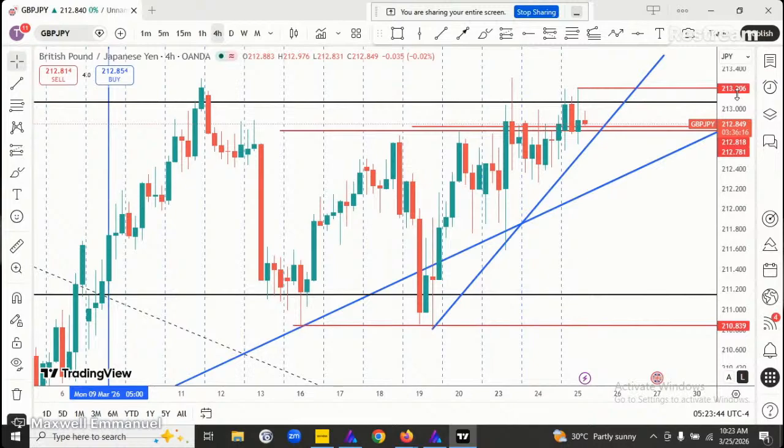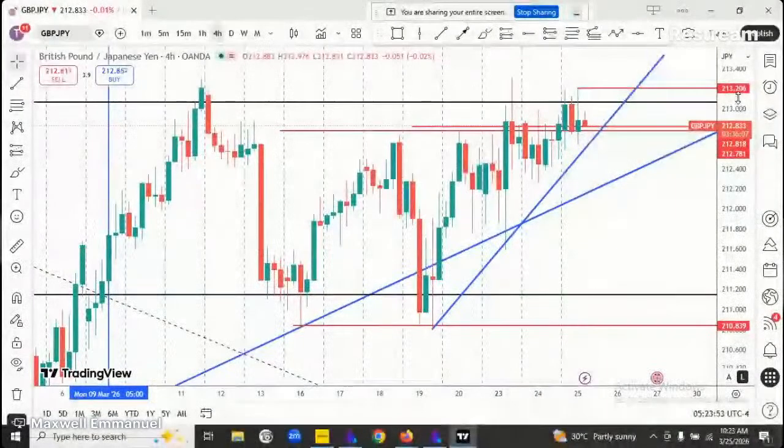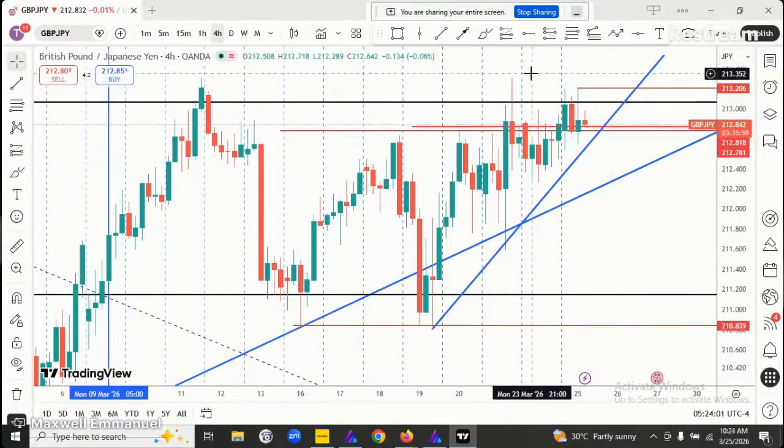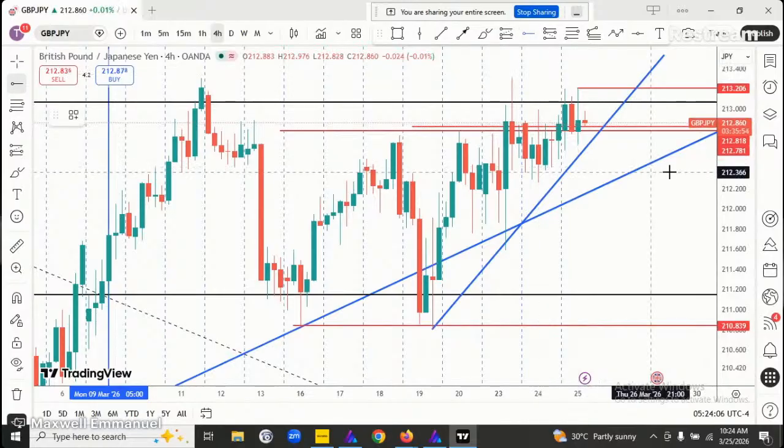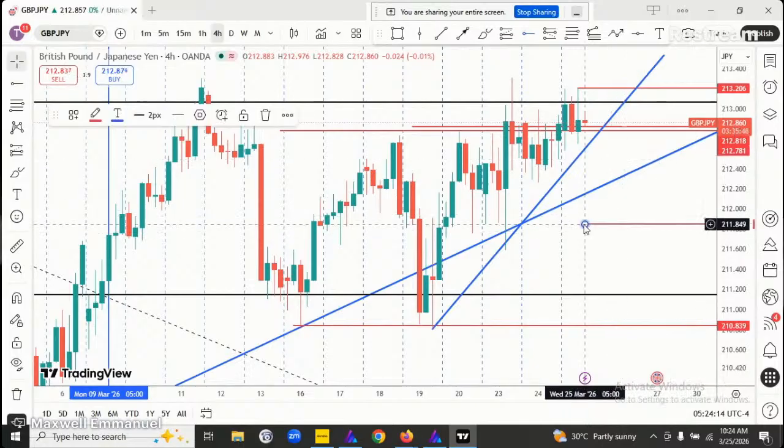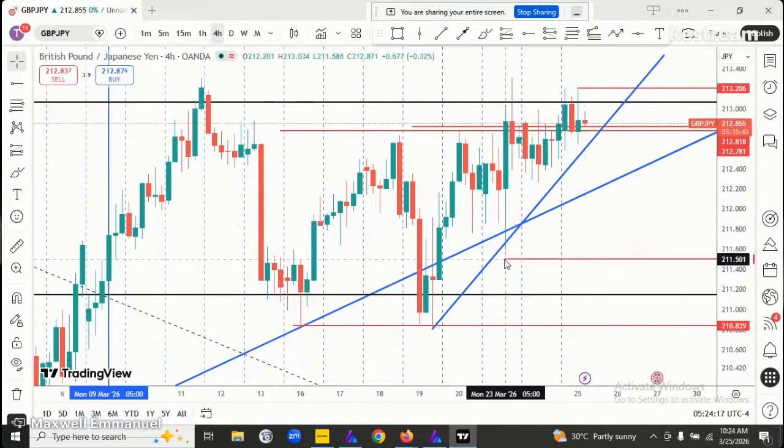So that is 213.50, about 70 pips. If you are risking 70 pips, your take profit should be at least 140 pips. If you subtract 140 pips from this, your TP, if I'm correct, should be 211.40.